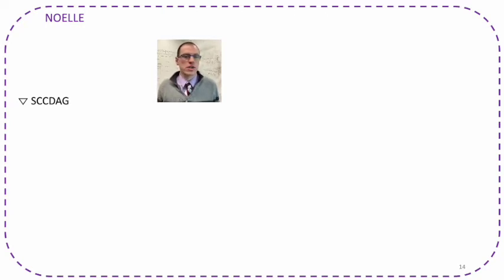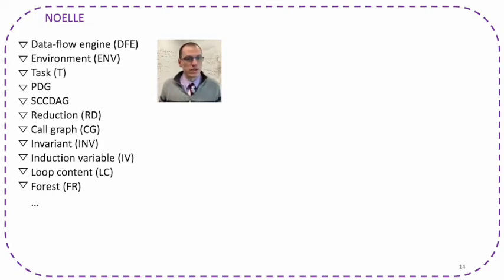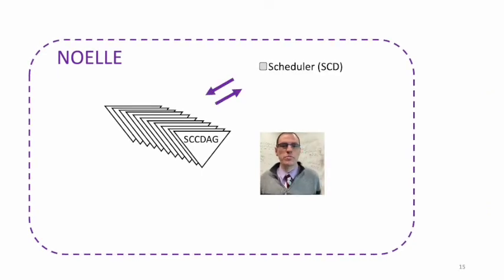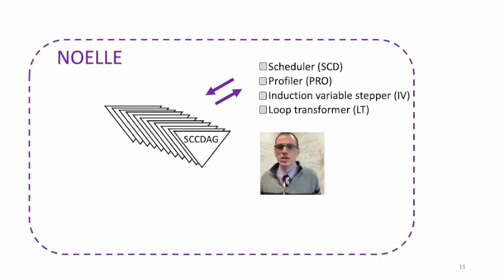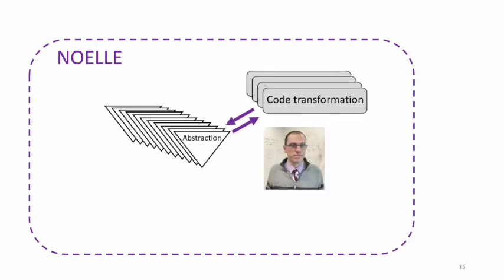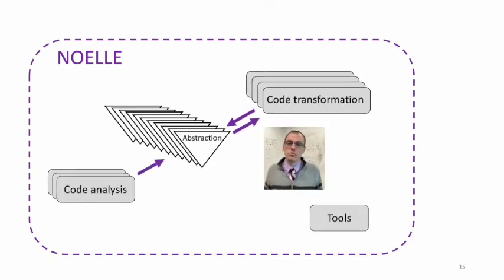Examples of other abstractions are the program dependence graph, reduction, the environment of a code region, which is the live-in and live-out of a code region, a data flow engine to quickly implement new and specialized data flow analysis, and others. NOELLE also provides APIs that rely on the abstractions previously mentioned to implement code transformations, like a domain-independent scheduler framework where you can easily implement your own code scheduler, and many more. All of these abstractions are powered by many advanced code analyses that directly rely on LLVM low-level APIs. NOELLE also provides tools to help you build your own optimization pipeline.